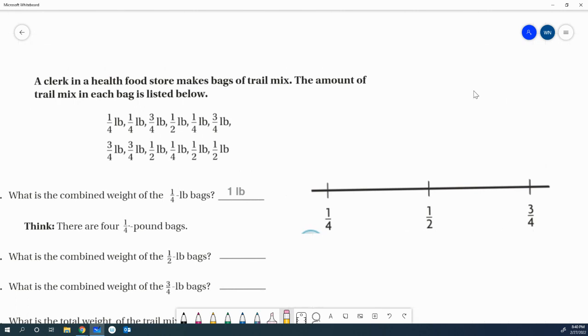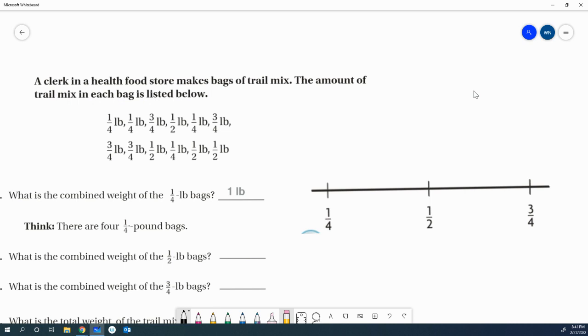So first things first, we have to create our line plot. As you can see down here, I have my line to create our line plot. It has three measurements on it. We've got 1/4, 1/2, and 3/4. So let's take a look at our question. It says a clerk in a health food store makes bags of trail mix. The amount of trail mix in each bag is listed below. So we're going to take all of these numbers and put them on the line plot.